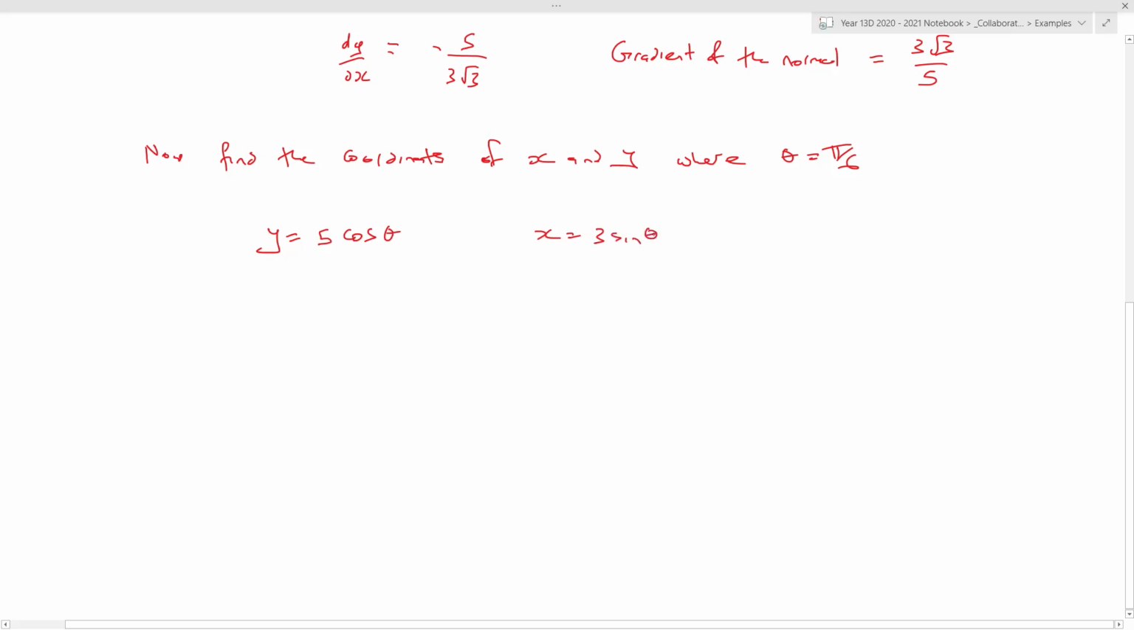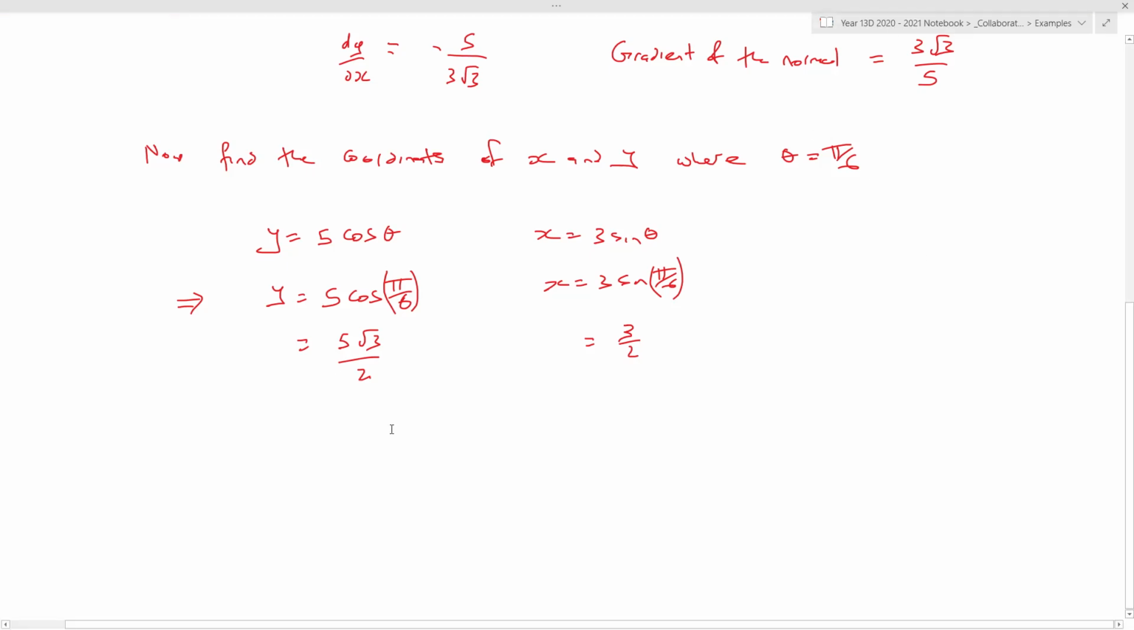So now we sub in for theta pi by 6, so that implies that y is going to be equal to 5 cos of pi by 6, and x equals 3 sine pi by 6, which I'm sure you can do without a calculator. You get 5 root 3 over 2 for y, and for x you should get 3 over 2, which is a simpler function. So you can hit pause and copy that down.